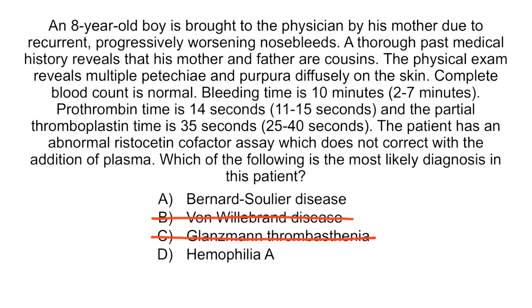Option C, Glanzmann thrombasthenia, is incorrect because although it's characterized by prolonged bleeding time, it's not associated with the abnormal ristocetin cofactor assay. Finally, option D, hemophilia A, is incorrect because it's associated with prolonged partial thromboplastin time. And that concludes our lecture on qualitative platelet disorders.